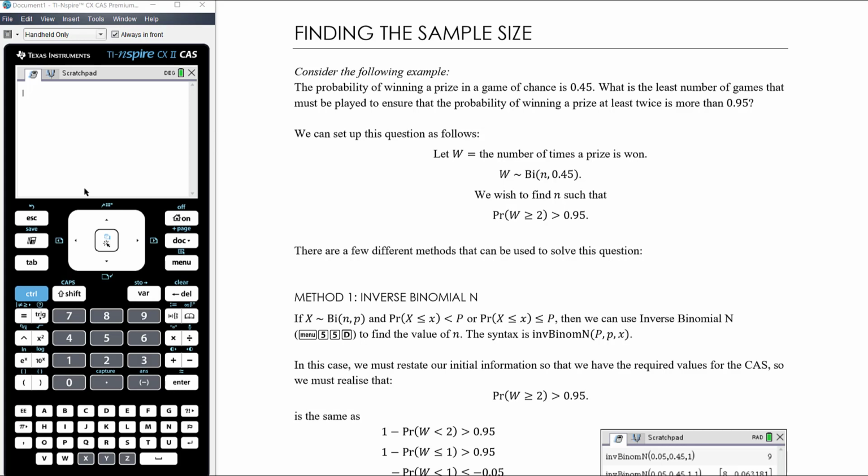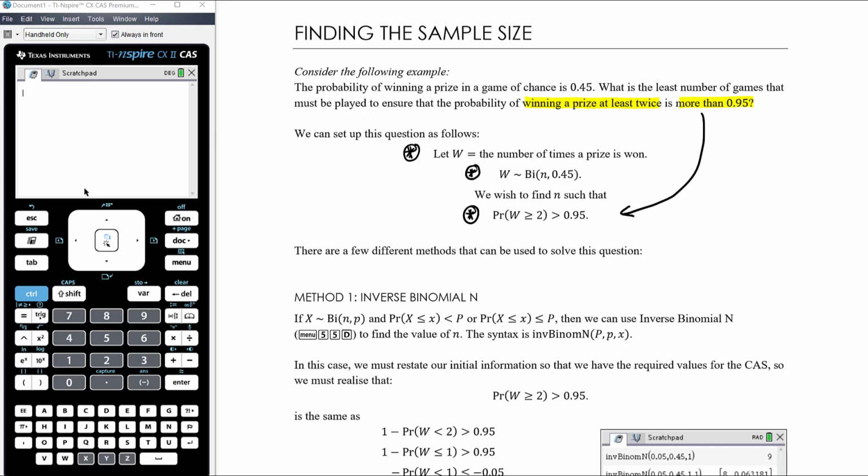So what we want to do here is find n such that the probability of winning at least twice is more than 0.95. Okay, so the probability that w is bigger than or equal to 2 is bigger than 0.95. So it's really important in terms of the setup of such a question. Define your variable if it's not already defined for you. Define the distribution. So you're identifying here that it's binomial and you're identifying the key parameters. And then write down this fact and make sure that your inequalities are correct.